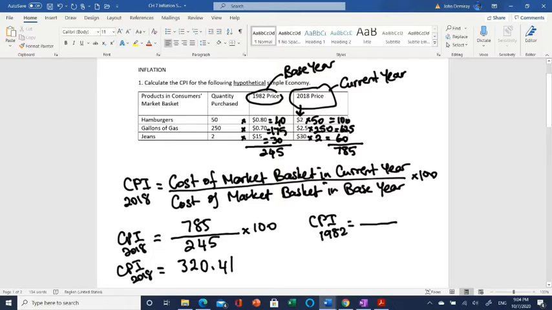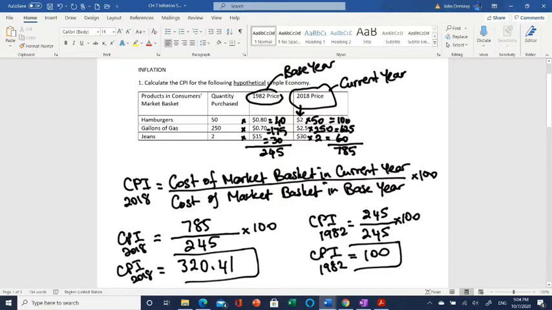For 1982, for the base year, the current year and the base year will be the same. So for 1982, the current market basket, the cost of the market basket would be 245, and for 1982, the base year again is the same year, so the cost would be 245 times 100, and the CPI for the base year would be 100. So that means the index increased from 100 from the base year to 320.41 in 2018. That means the prices have increased, but by how much?